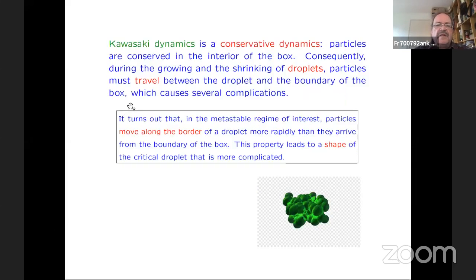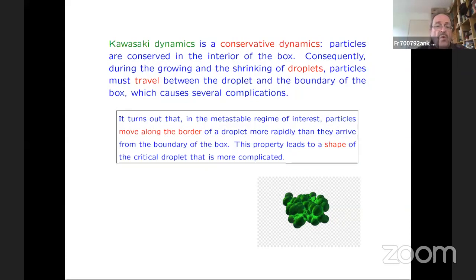Now, Kawasaki dynamics is a dynamics in which particles hop around. And this means that because particles are conserved when they are inside the box, they, as I said, can be created and annihilated at the boundary of the box, but inside the box, they're conserved. It means that we're dealing with a conservative dynamics. And conservative dynamics typically in statistical physics are a bit harder to deal with than non-conservative dynamics. For instance, if you have Ising spins flipping up and down, there's no conservation of the number of plus spins or minus spins, but for particles there is. And that usually causes some non-locality in the problem, and that non-locality will turn out to be really interesting here.